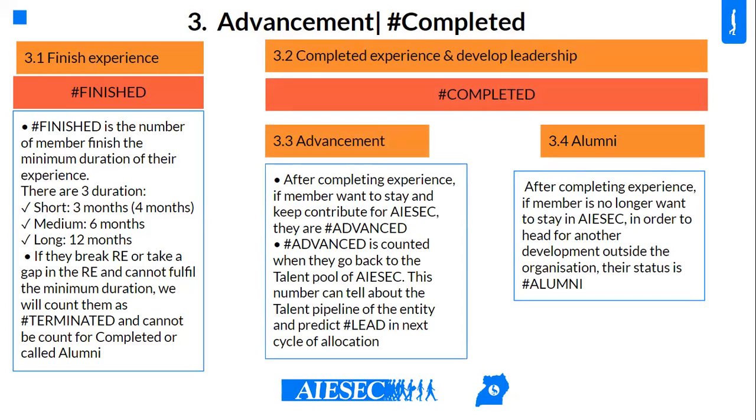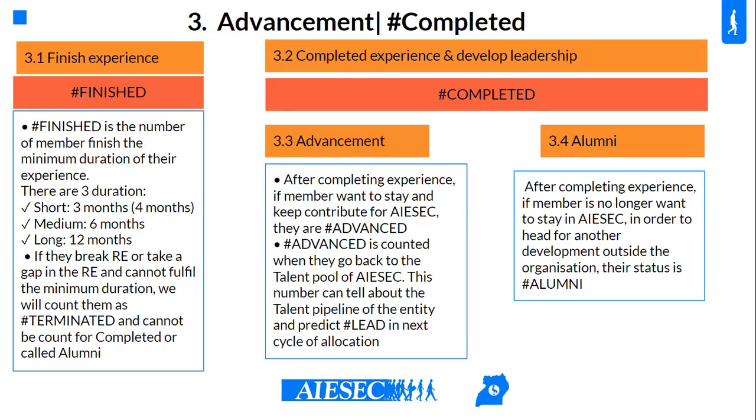So next for 3.2, we have completed experience and developed leadership. So for completed, remember we had at the complete stage, we had it breaking into 2, either advancement or alumni. So for advancement, maybe after completing my experience, if the member wants to stay and to keep contributing to ISEC, they become an advanced. So advanced is counted when they go back to the talent pool of ISEC. I give the example where I finish my time as LCVP TM and decide to apply for MCVP TM or even MCVP OGX, you know. So I will go back to the talent pipeline and be a lead in the next cycle of allocation, this cycle being the MC application process.